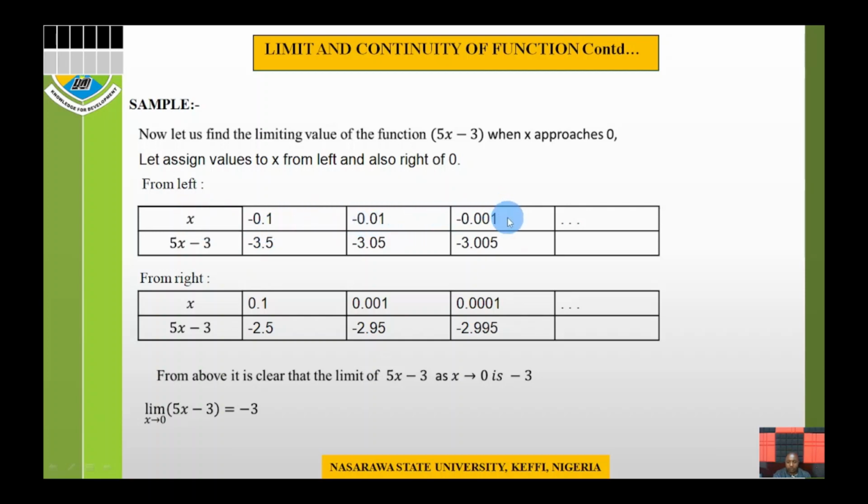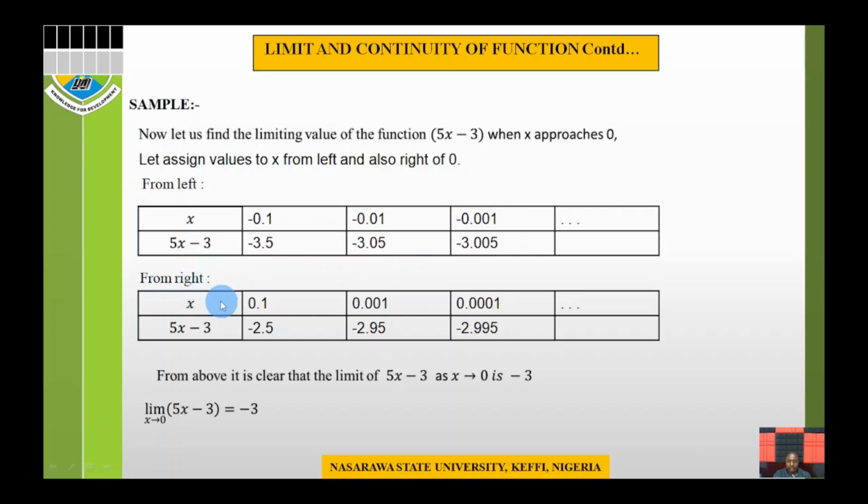If we observe the first table here, you will notice that as the value of x is approaching or becoming closer to 0, the values of your function, which is f of x equals 5x minus 3, is approaching minus 3. It's becoming closer and closer to minus 3. So that is when we take values from the left of our limit, which is 0.